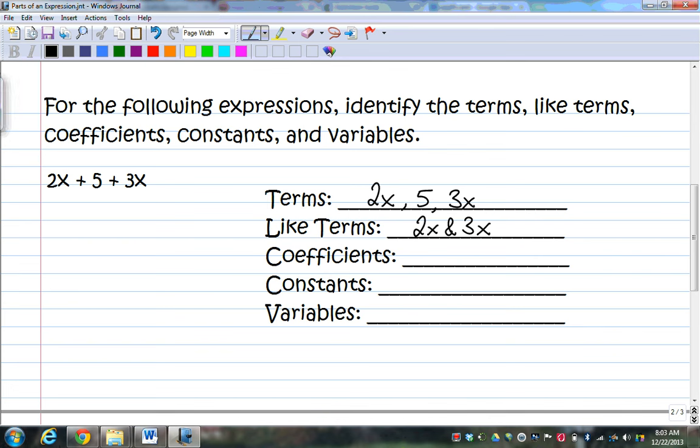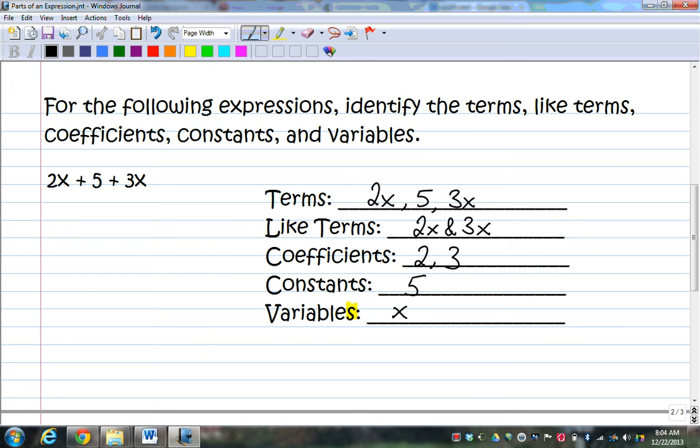Coefficients are the numbers in front of the variable. So if you look at the variables, oops, let me get my highlighter. It's this and it's this because it's the number that's right in front of them. So I have a 2 and I have a 3. Constant is a number that has no variable. Well, that would be our 5. And the variable, well, the only one we have here is an x. Now it says variables right here, because you may have some with x's and y's, maybe x, y, and z even. You can have multiple variables. Okay? Now this is a very straightforward, simple example.